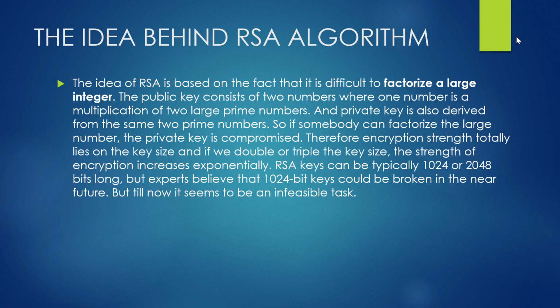The idea behind the RSA algorithm is based on the fact that it is difficult to factorize a large integer. The public key consists of two numbers, where one number is the multiplication of two large prime numbers, and the private key is also derived from the same two prime numbers. So if somebody can factorize the large number, the private key is compromised. Therefore, encryption strength lies in the key size, and if we double or triple the key size, the strength of the encryption increases exponentially.